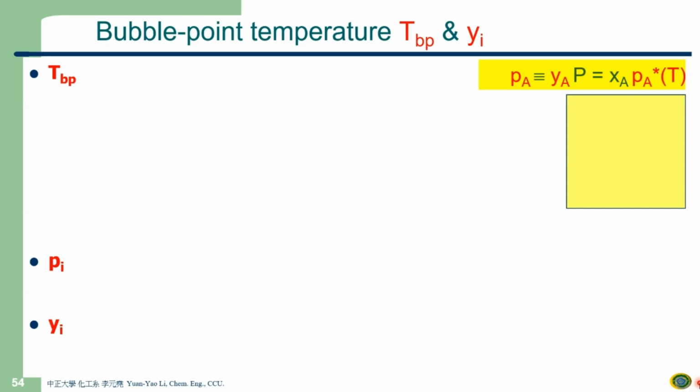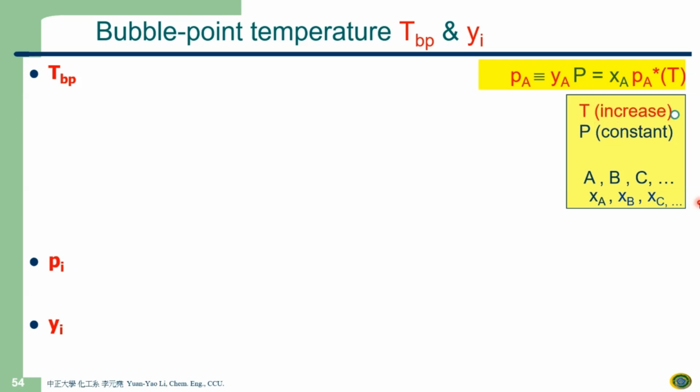So basically, we want to know the bubble point temperature and the molar fraction in the gas phase. Assume we have all the liquids in this box, and there are a few species like A, B, C. Of course, you will have the molar fraction of A, B, C, D in the liquid phase, right? And then we keep the pressure constant.